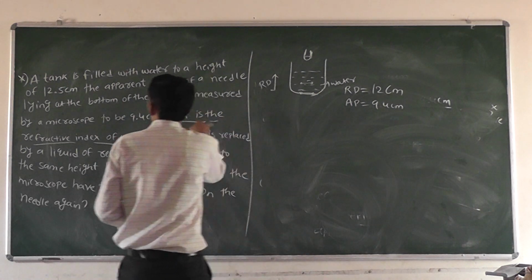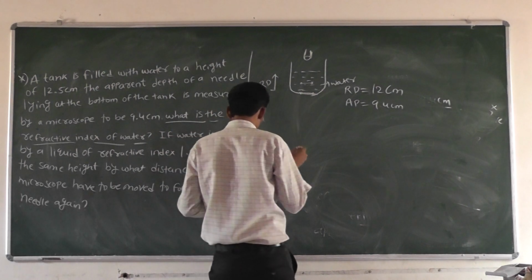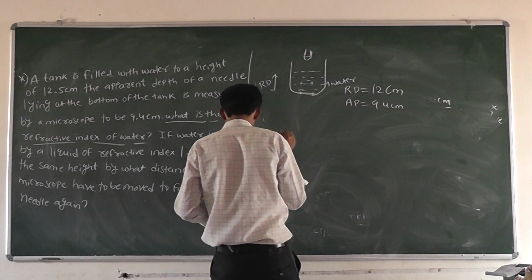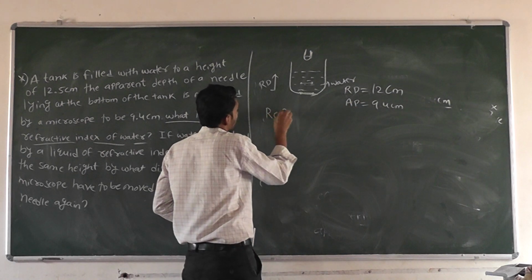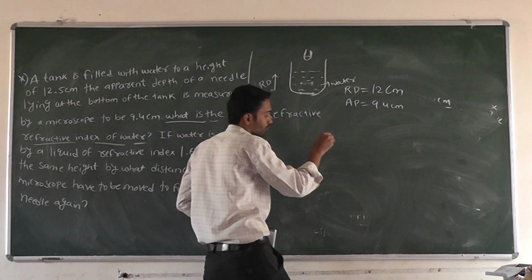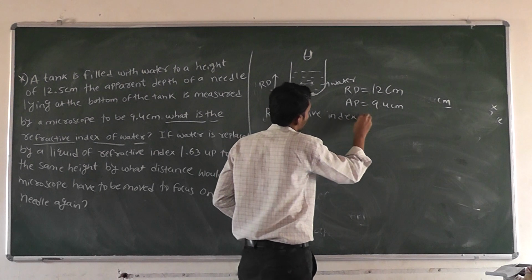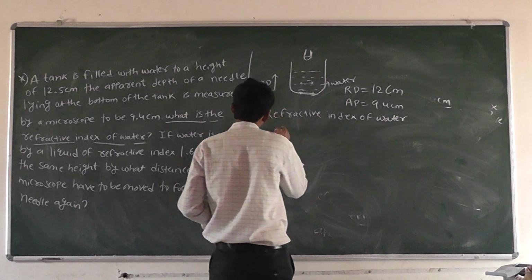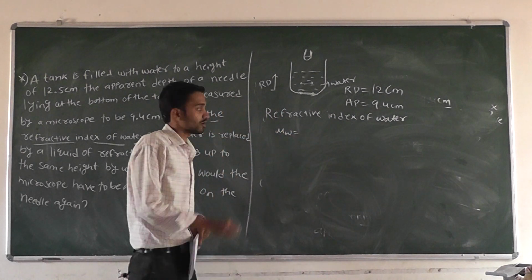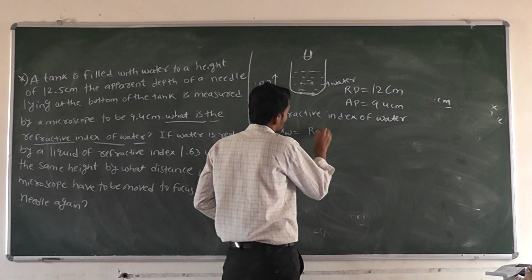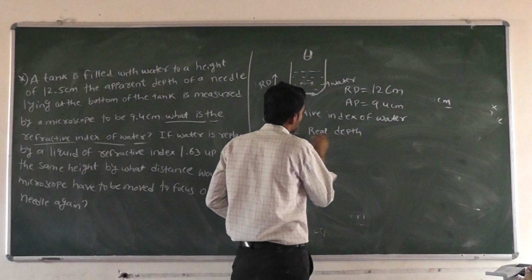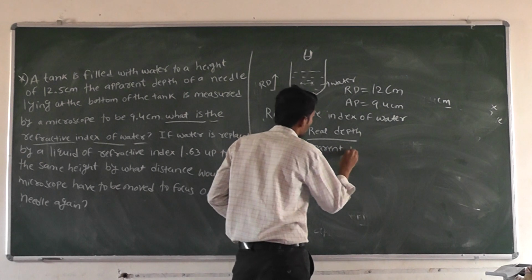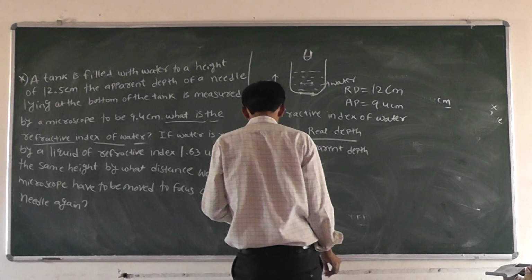Okay, what we have to find out? What is the refractive index of water? Real depth is 12 centimeter, apparent depth is 9.4 centimeter. So what is the formula of refractive index of water? Mu W, the refractive index of water, is equal to real depth by apparent depth.